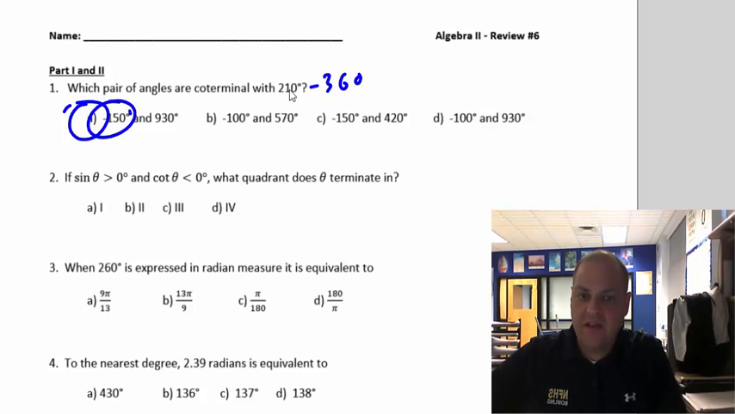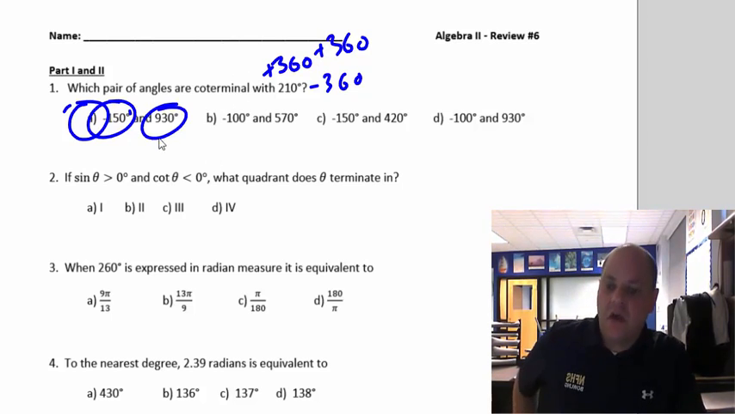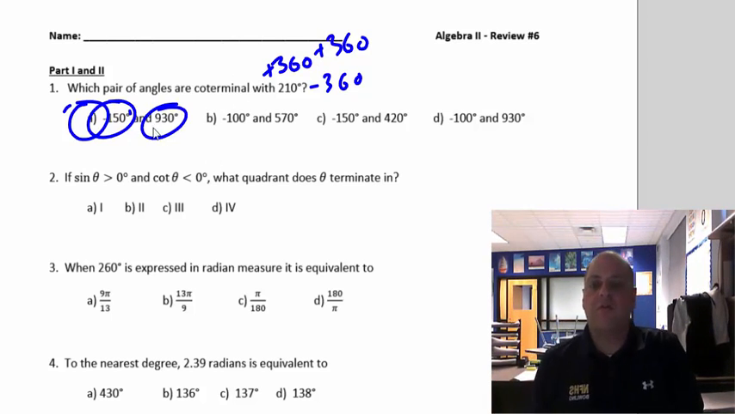And if you add 360 to that, you are going to get 570, and then add another 360 and you will get 930. Okay, so it is going to be negative 150 and 930. Again, you just keep adding or subtracting 360, you will get coterminal angles.